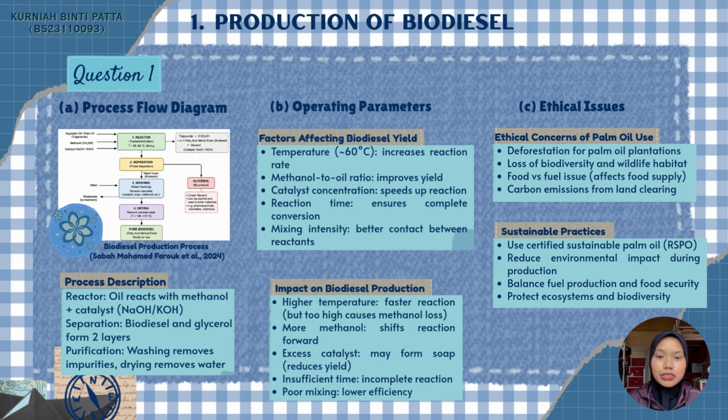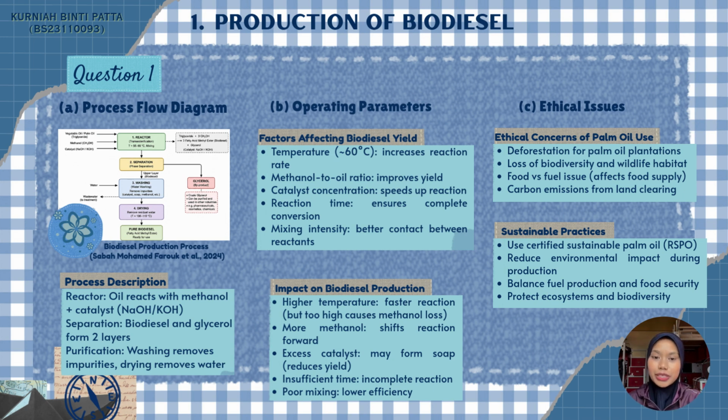So basically, biodiesel is produced through a reaction called esterification. In the reactor, the oil reacts with methanol with the help of a catalyst like NaOH or KOH, and it produces biodiesel and glycerol. After that, the mixture goes to the separator, where it forms two layers. The biodiesel will be on top, and glycerol will be at the bottom. Then the biodiesel is purified by washing to remove impurities and drying to remove water.